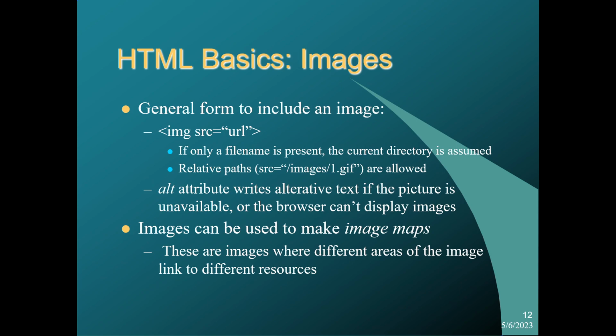Images. The general form to include an image requires the location and source of the image. If only a file name is present, the current directory is assumed. The alt attribute provides alternative text if the picture is unavailable or the browser can't display images. Images can be used to make image maps. These are images where different areas of the image link to different resources.